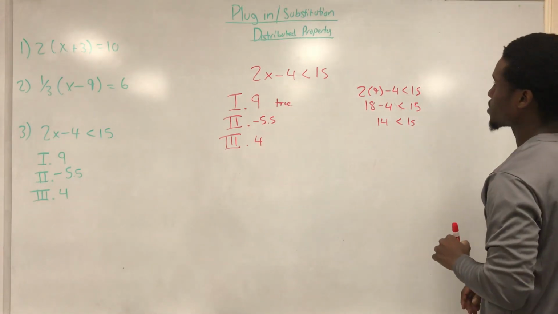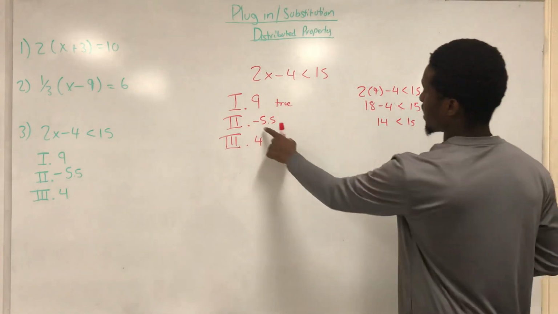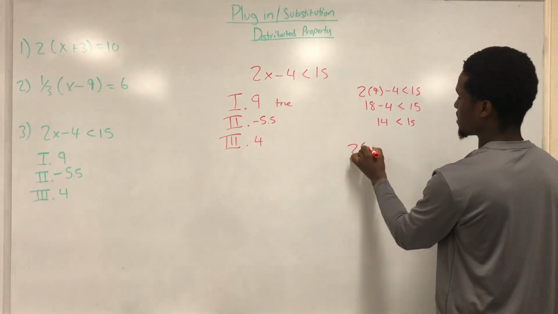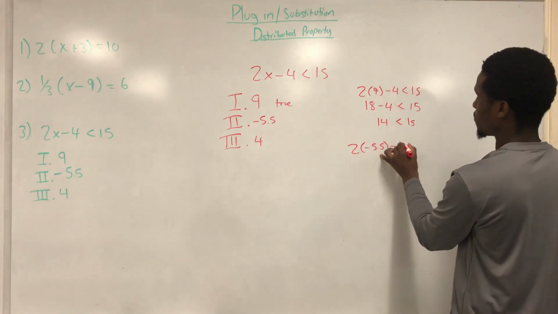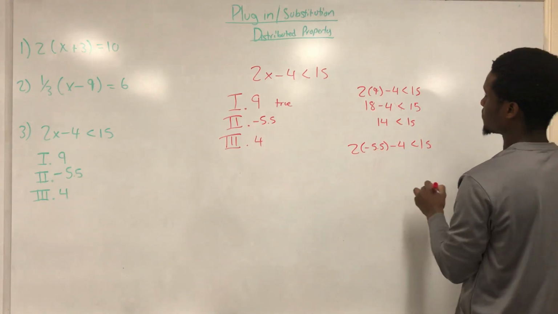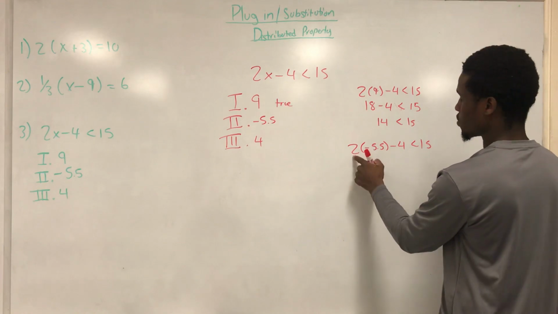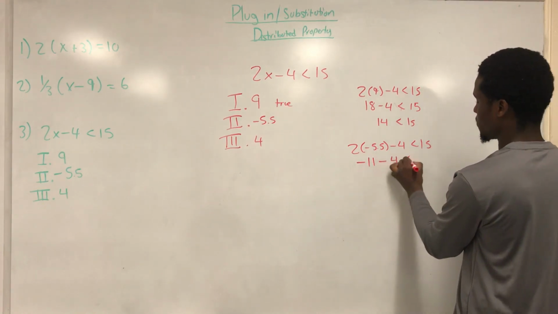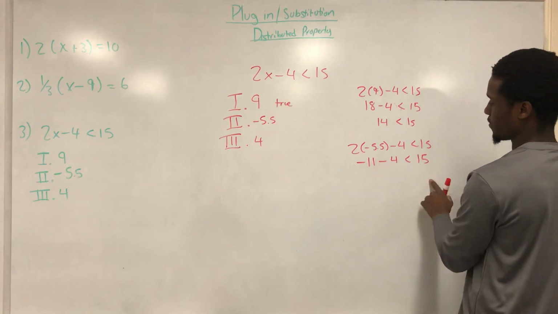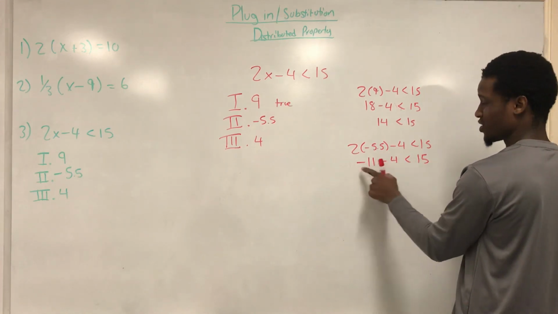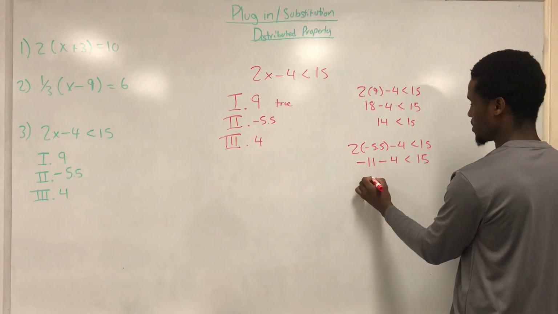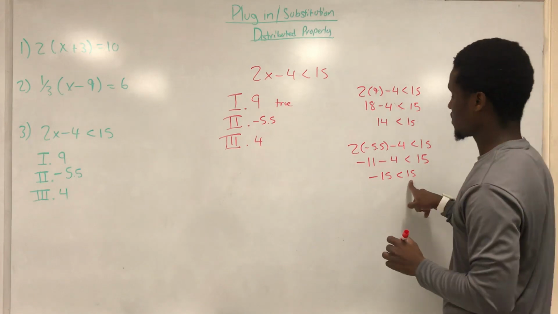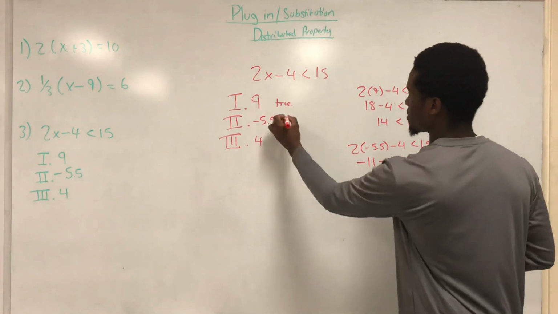Okay, so let's go ahead and try another one. Negative 5.5, okay? So 2 times negative 5.5 minus 4 has to be less than 15. So 2 times negative 5.5 is negative 11. Negative 11 minus 4 has to be less than 15. Negative 11 minus 4 is just negative 11 plus negative 4, which is equal to negative 15. So is negative 15 less than 15? Certainly is. That's true.